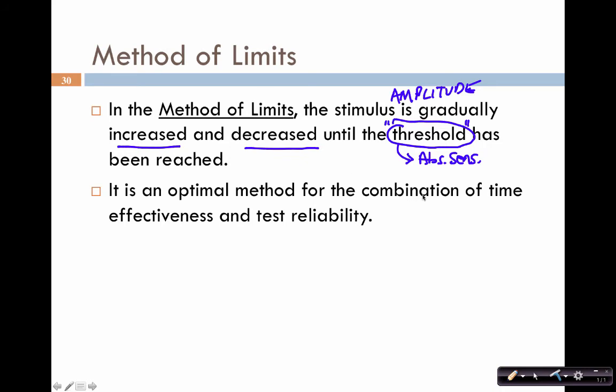Method of limits has been chosen for basic audiometric testing because it is effective from a time perspective and it's reliable. So those two things are important, that you can get the test done quickly but yet still maintain reliability. In this case, reliability means repeatable. Is the test repeatable? And that's an important concept.